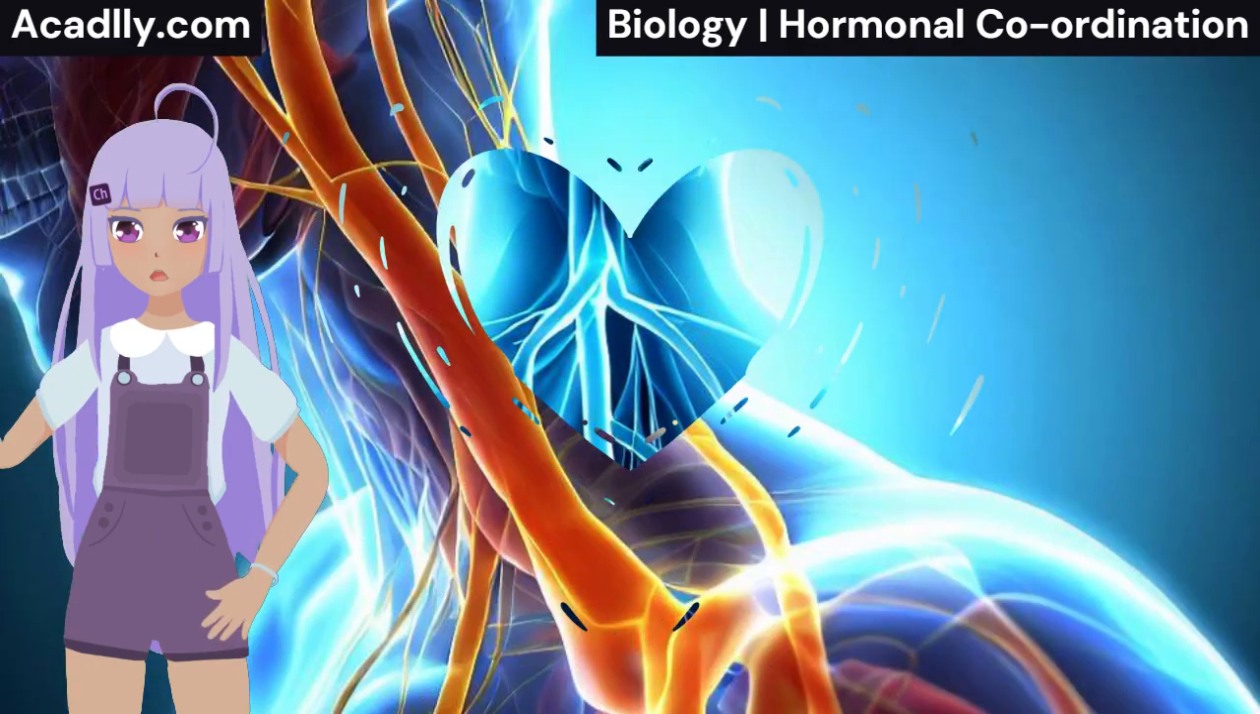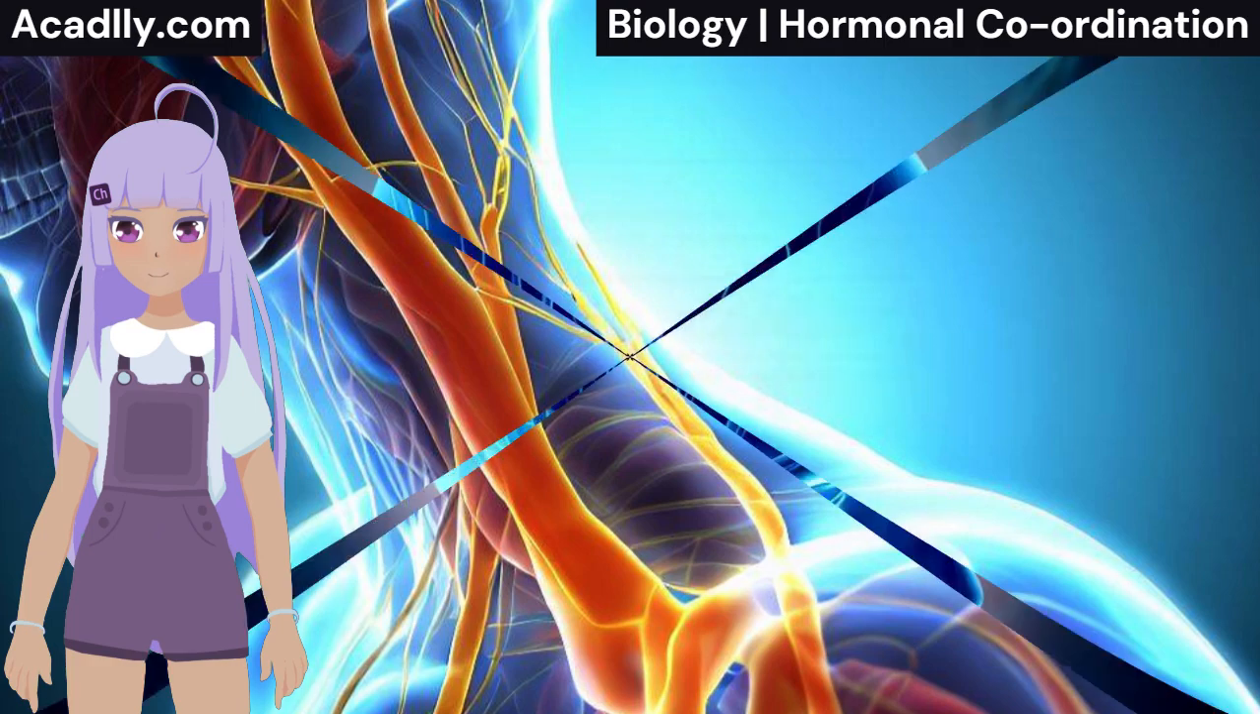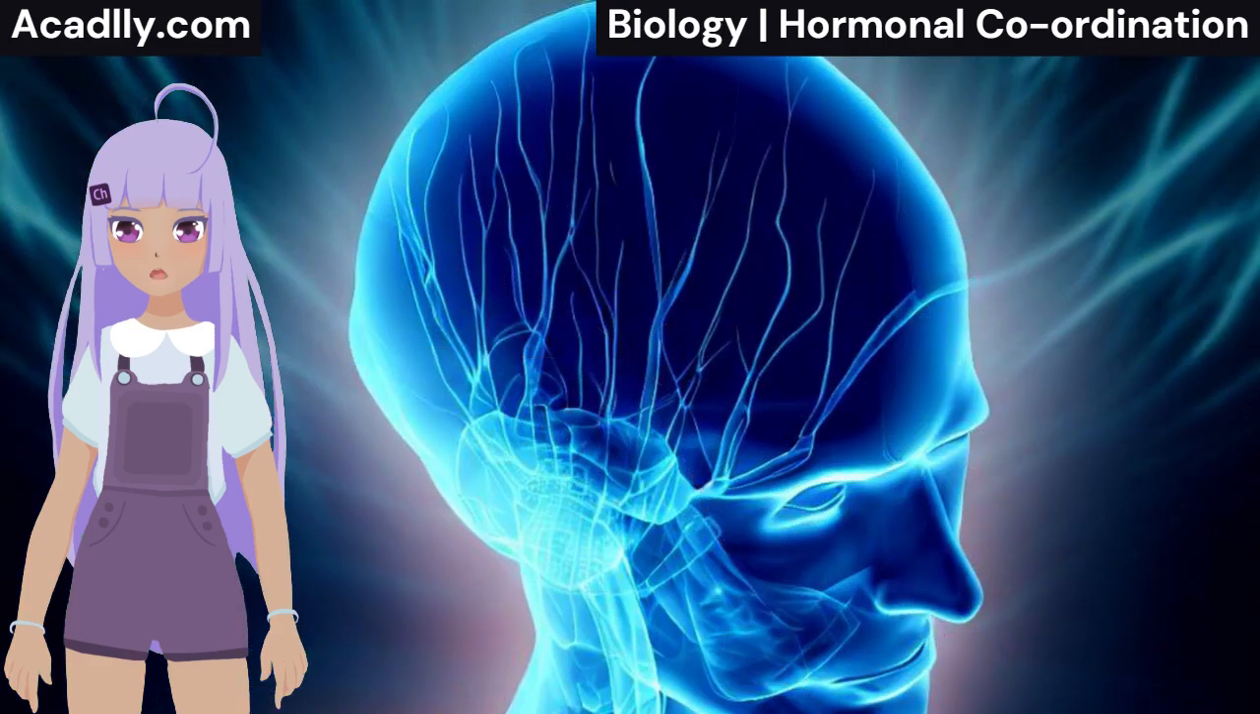4. The pancreas has both exocrine and endocrine functions. The exocrine part produces digestive enzymes, while the endocrine part produces insulin and glucagon, which regulate blood glucose levels. 5. The female sex hormones, estrogen and progesterone, control the reproductive cycle by regulating ovulation, preparing the uterus for implantation, and maintaining the uterine lining.